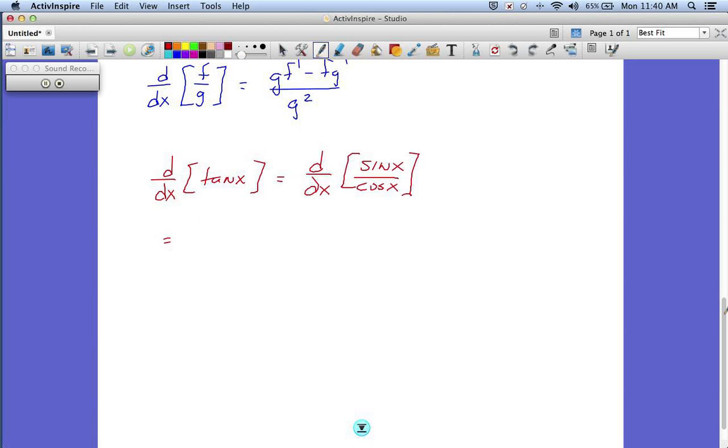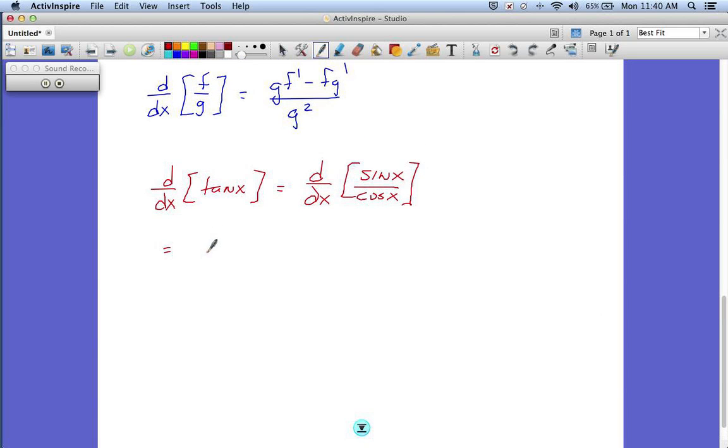So let's scroll up a little bit here so we can see the quotient rule. It says to take the g function. Well, g is my lower function, so I'm going to take cosine. And now the derivative of my upper function, the derivative of sine, is cosine, minus my top function times the derivative of my bottom function. The derivative of cosine is negative sine. And that is all over my denominator squared.